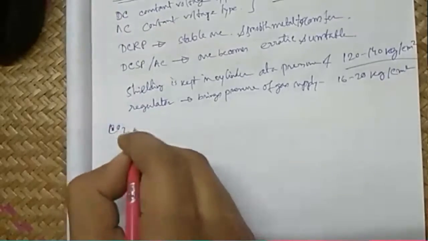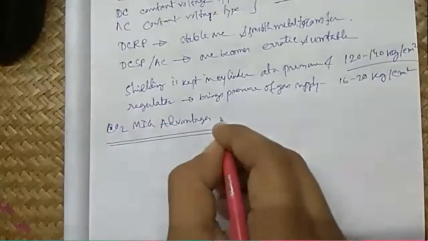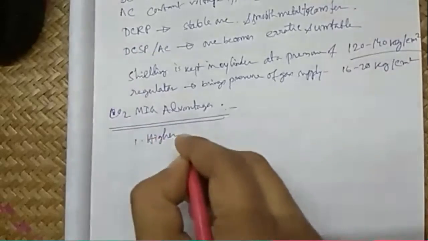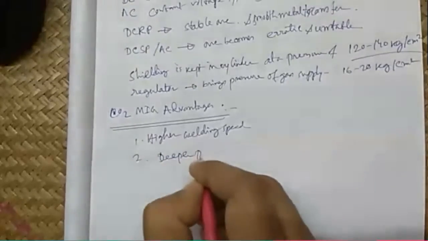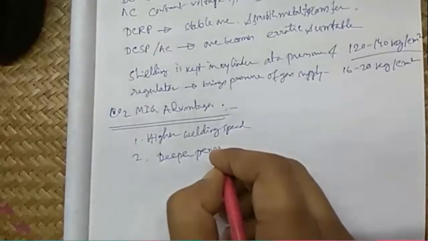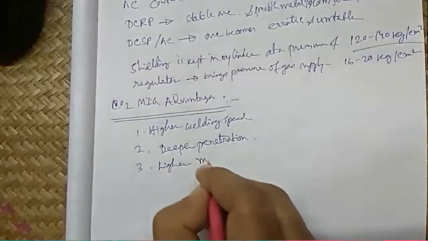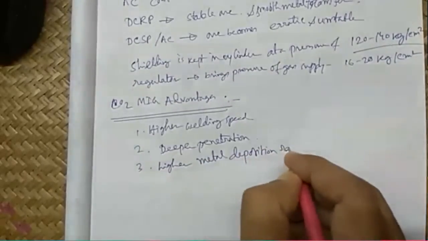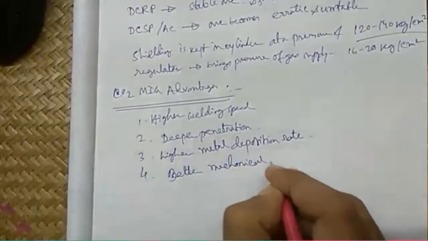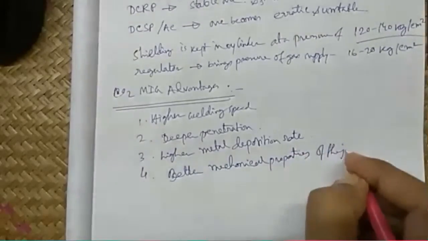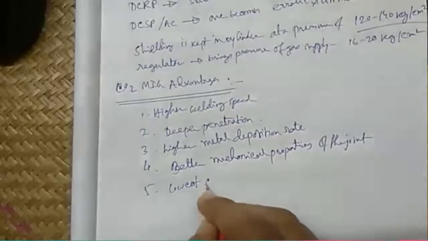If we use CO2, then the advantages are as such for CO2 MIG welding: number 1, higher welding speed, number 2, deeper penetration, number 3, higher metal deposition rate, number 4, better mechanical properties of the joint, number 5, the low cost of CO2.